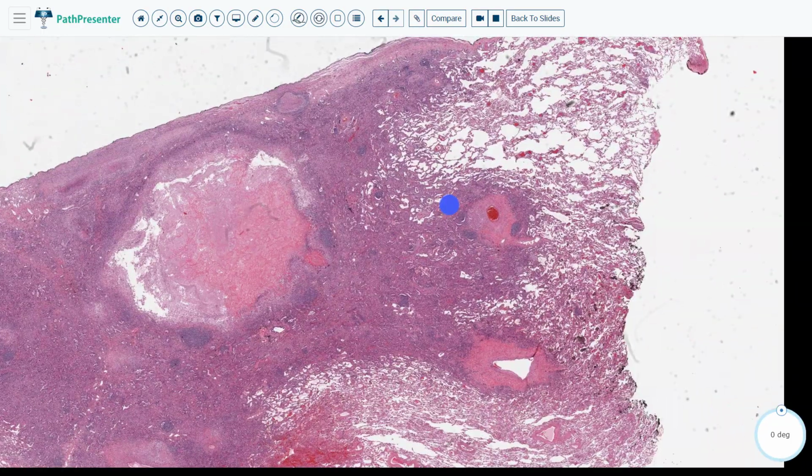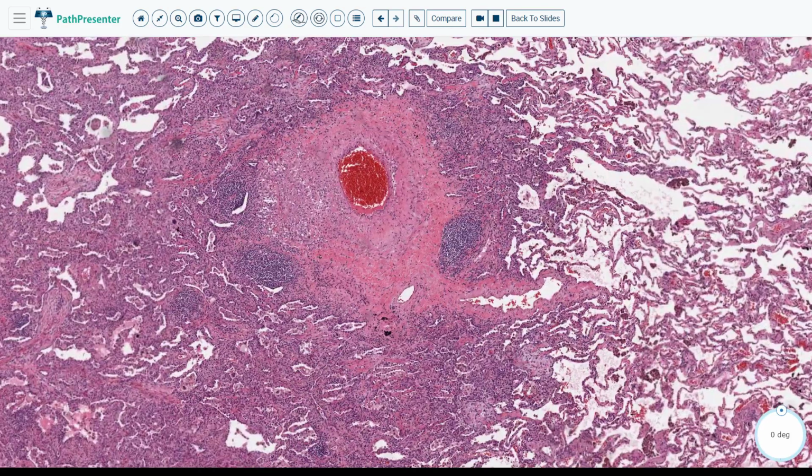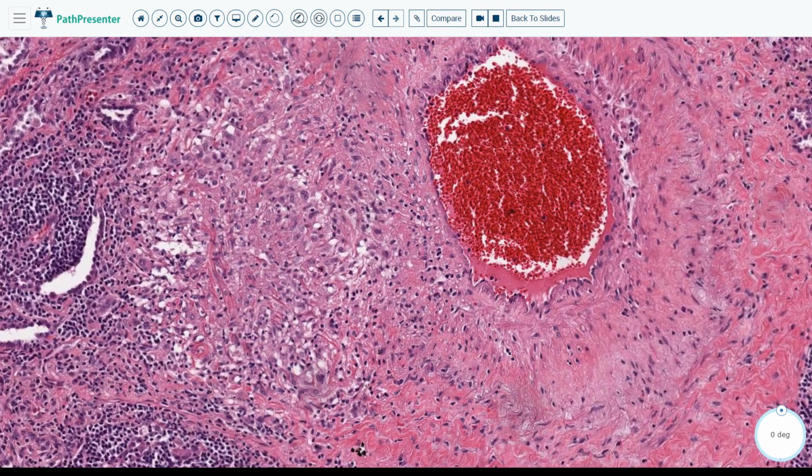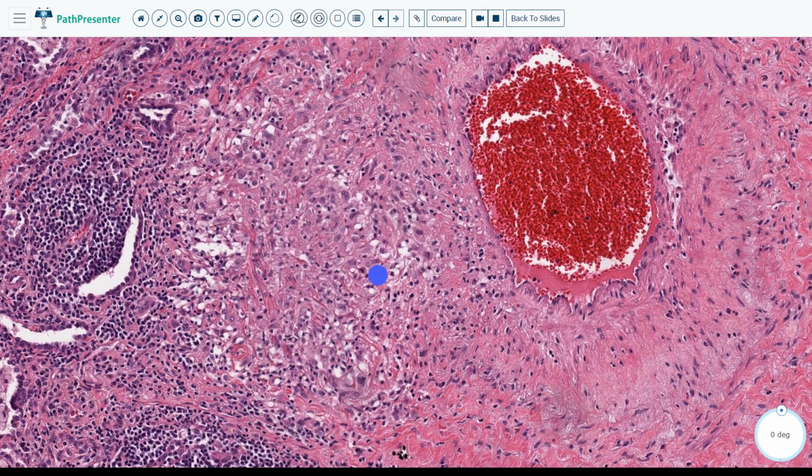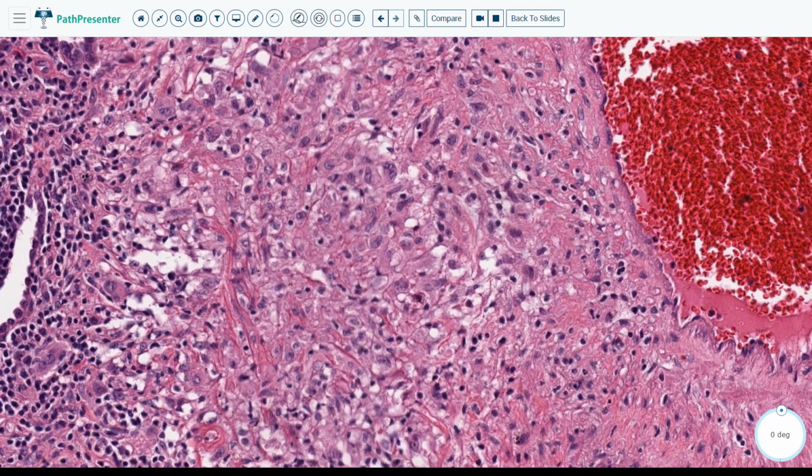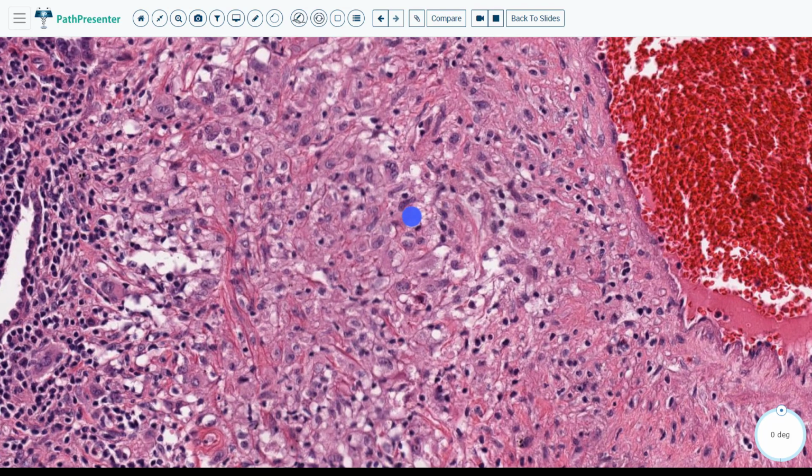I want to take a closer look at this blood vessel right here. This lesion right here is a granuloma. Let's take a closer look. At this power, you can see the appearance of the epithelioid histiocytes pretty well. There is an epithelioid histiocyte right here and right here. This is a large cluster of epithelioid histiocytes, so we call it a granuloma. This is a granuloma in the wall of a blood vessel.